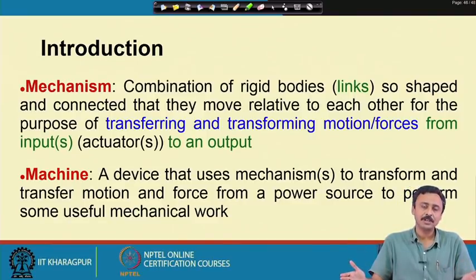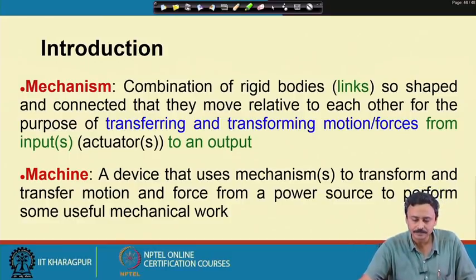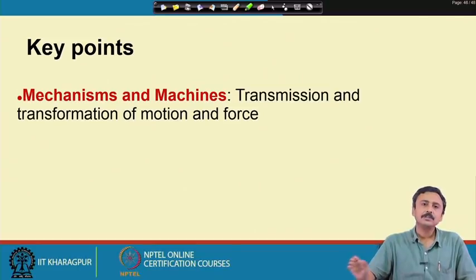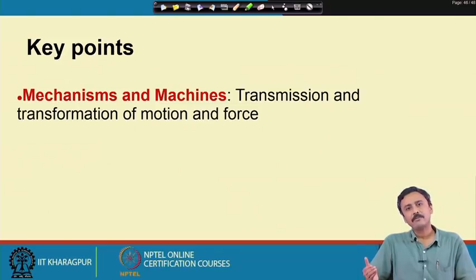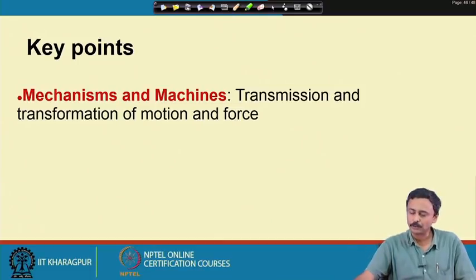It is very useful, but we usually refer to clocks and watches as mechanisms, because in clocks and watches it is the motion that is of primary importance rather than mechanical work that is done. So, I have listed here the key points. We have mechanisms and machines which are used for transforming and transmission of motion and forces.